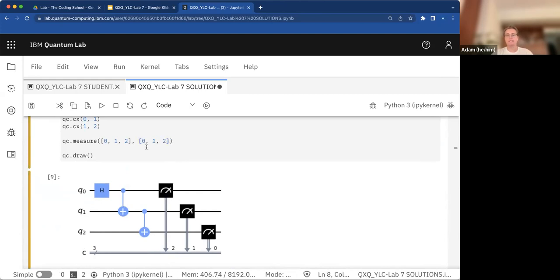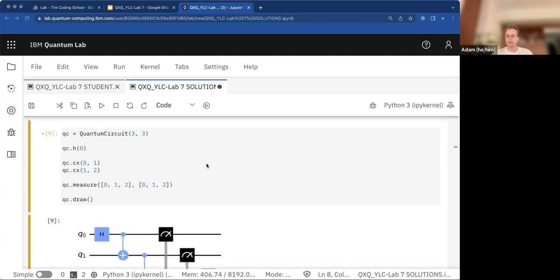But it is important to understand that they represent different things. The first part here is the qubits you want to measure, and the second part is the classical bits you want to store those results in. So they represent different things, but just for ease, we keep them similar or the same. Yeah, that's a good question. Do we have any other questions about this?